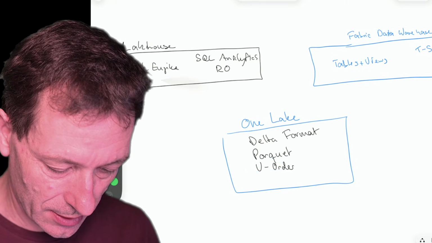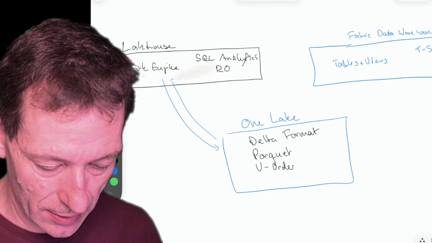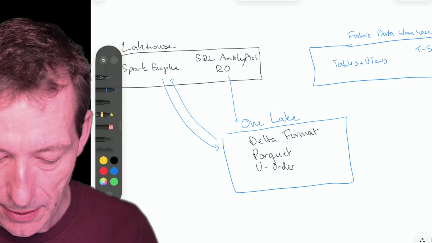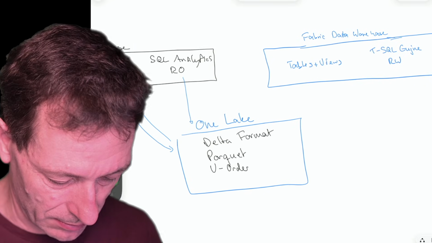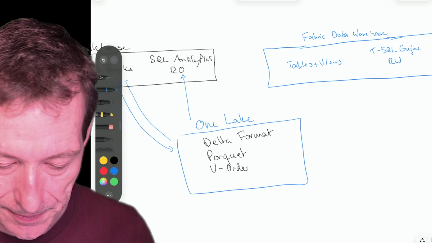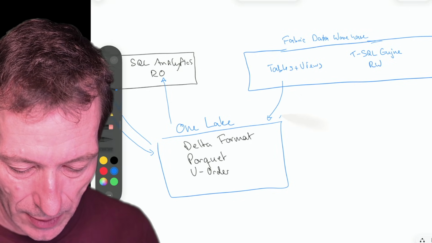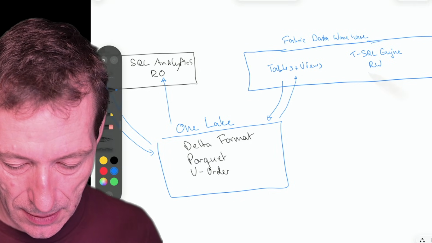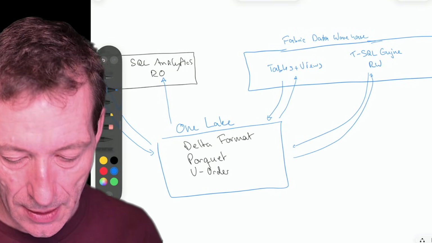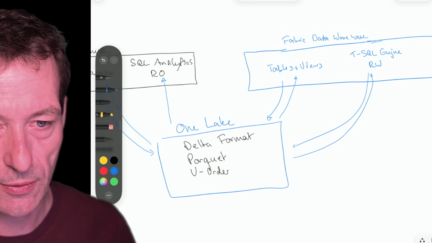So the Spark engine is accessing OneLake and also reading data from OneLake. The SQL analytics endpoint from the Lakehouse is reading from OneLake. So basically we should make it just the other way around, reading from OneLake. The Fabric data warehouse is reading and writing from OneLake, like that. So everything comes together in one lake, which I think is really nice and quite important.